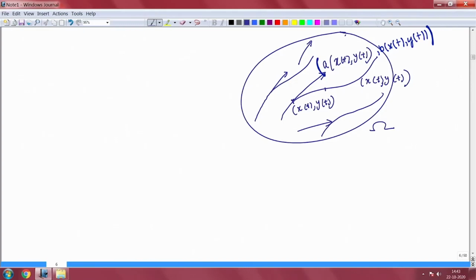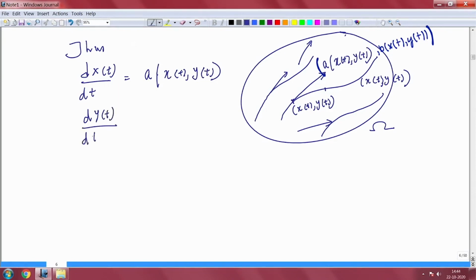So, what happens when you look at it? What is the equation of the curve? Because its tangent is (a(x(t),y(t)), b(x(t),y(t))), thus dx(t) by dt should be a(x(t),y(t)). That is the equation, because you need the tangent to be (a,b). So, the equation of the curve should be like this, dy by dt is equal to b(x(t),y(t)).